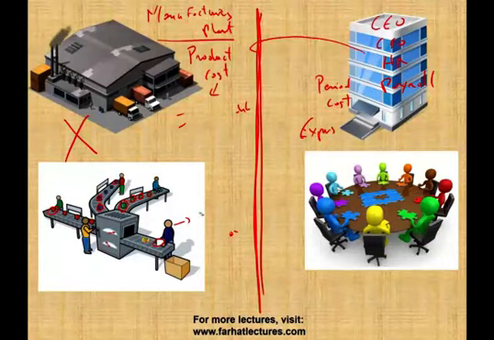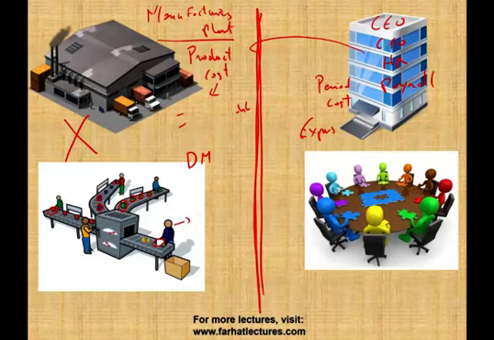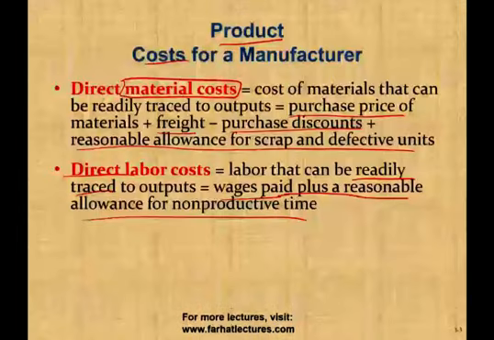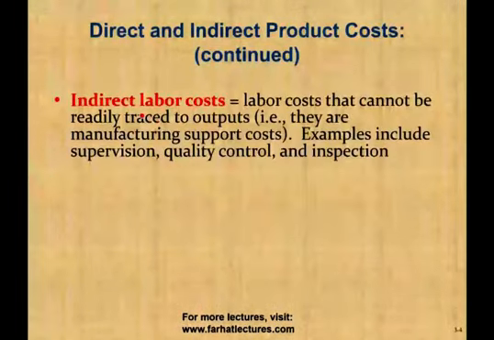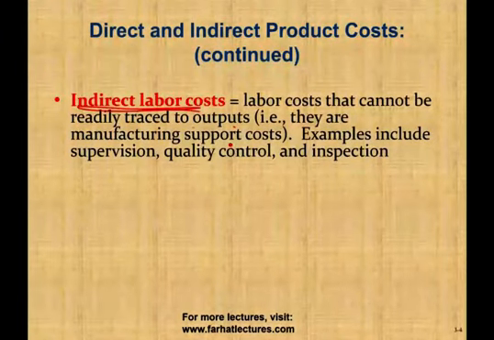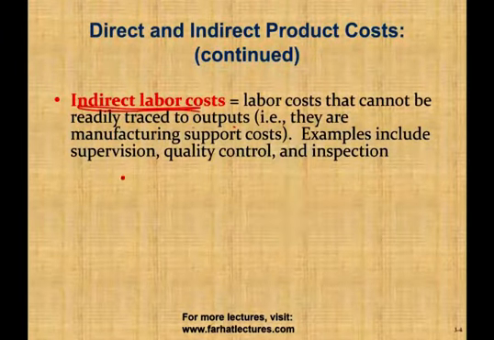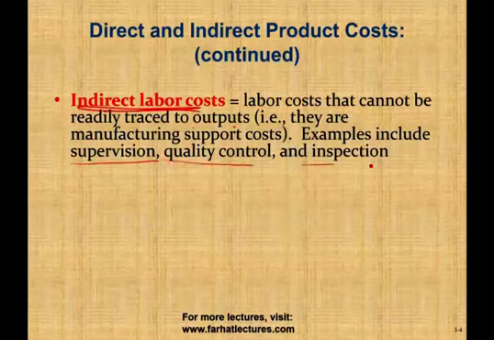So what do we say? We say product cost consists of direct material that can be easily traced, and direct labor, which is again labor that's working on the product that can be easily traced to the product. So those are two parts of product cost. In addition to direct labor and direct material, we have indirect labor cost. Labor cost that cannot be readily traced to output. They are manufacturing supporting cost. Examples would include supervision, quality control, and inspection.